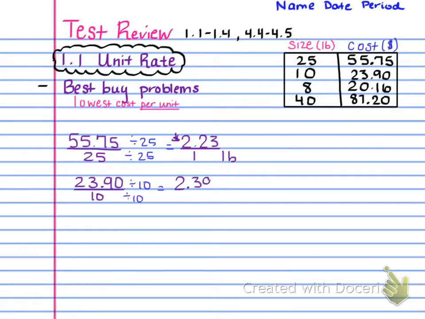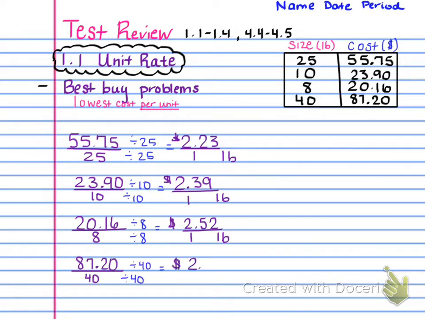Then if you do the next one, you get $2.39 per 1 pound. Then the next one is $20.16 over 8 pounds. Divide them both by 8, you get $2.52 per pound. And then finally, the last one, you get $2.18 per pound.